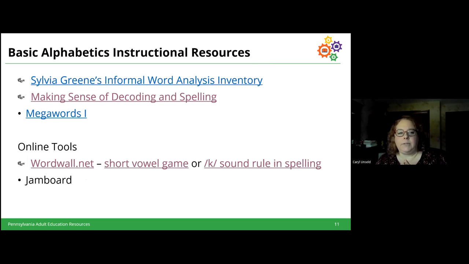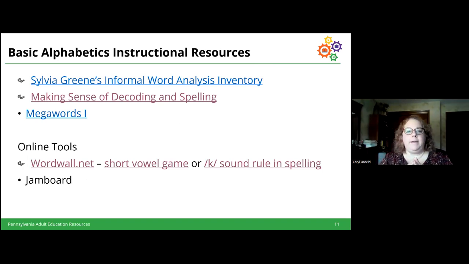Rachel, you'll make these things available to them, right? Yeah, and if you want, I can just put them in the chat for right now. Okay, that sounds good. And they're all connected here.